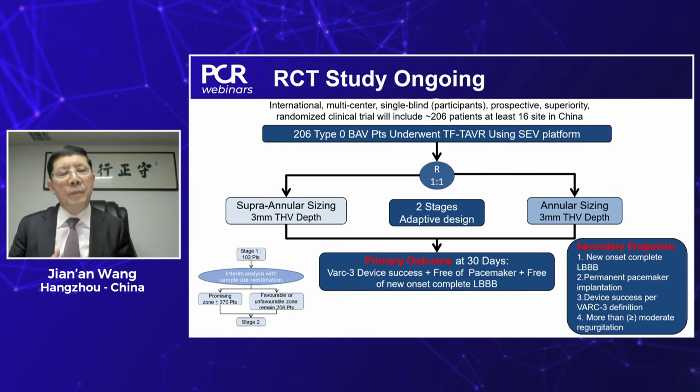So we designed the RCT study, but it's still ongoing. So we went with a totally randomized control study. We just select the type 0 bicuspid aortic valve stenosis patients, randomly divided into 2 groups. For one group, we apply the supra-annular sizing strategy. The other group, we use the annular sizing strategy. So we are still waiting for the result.